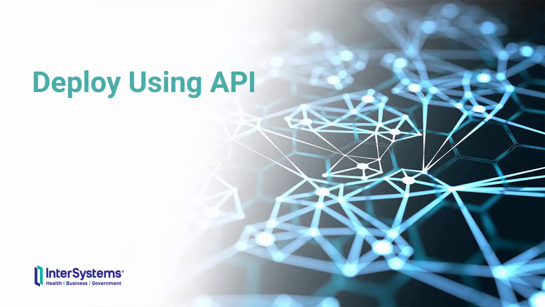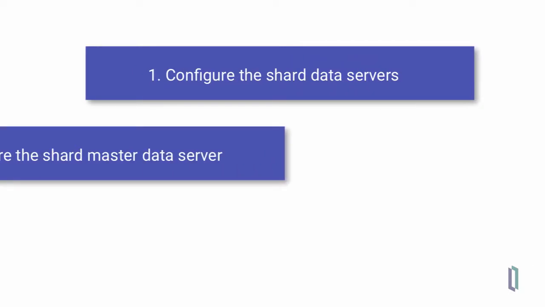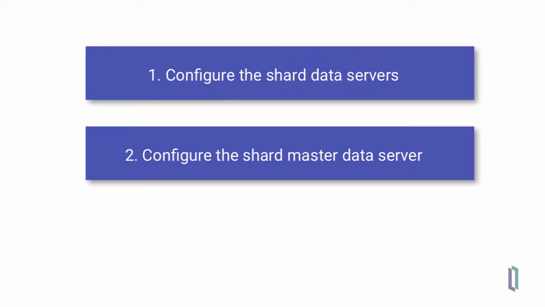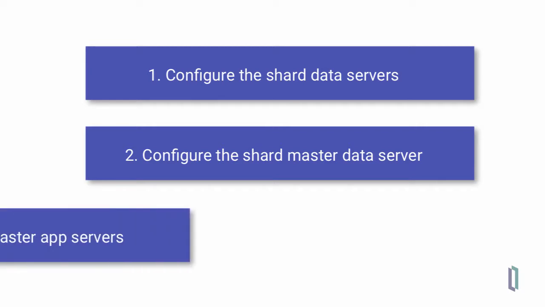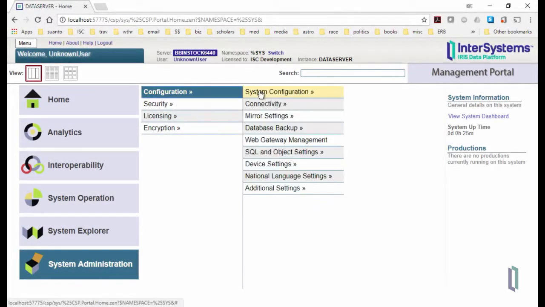Deploying a sharded cluster using API involves 3 stages: configure the shard data servers, configure the shard master data server. If you want to include shard master app servers, configure them. First, configure the shard data servers.